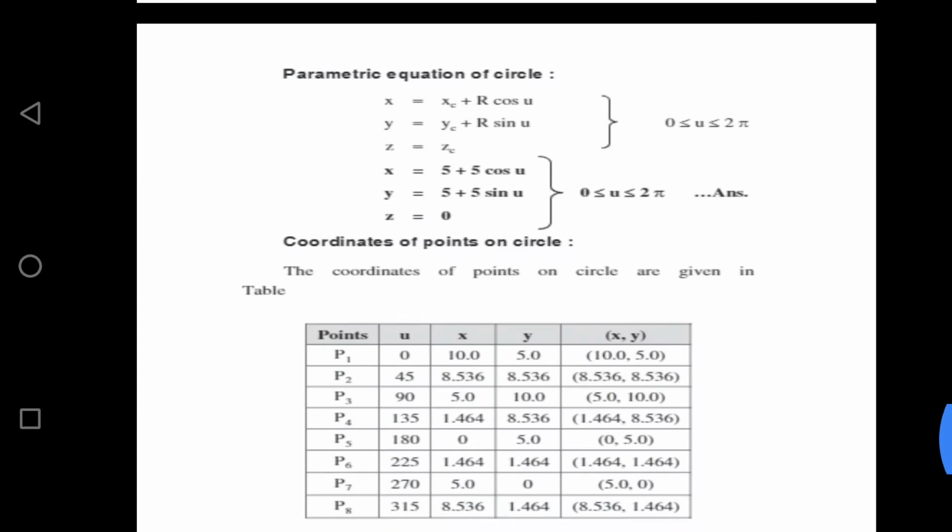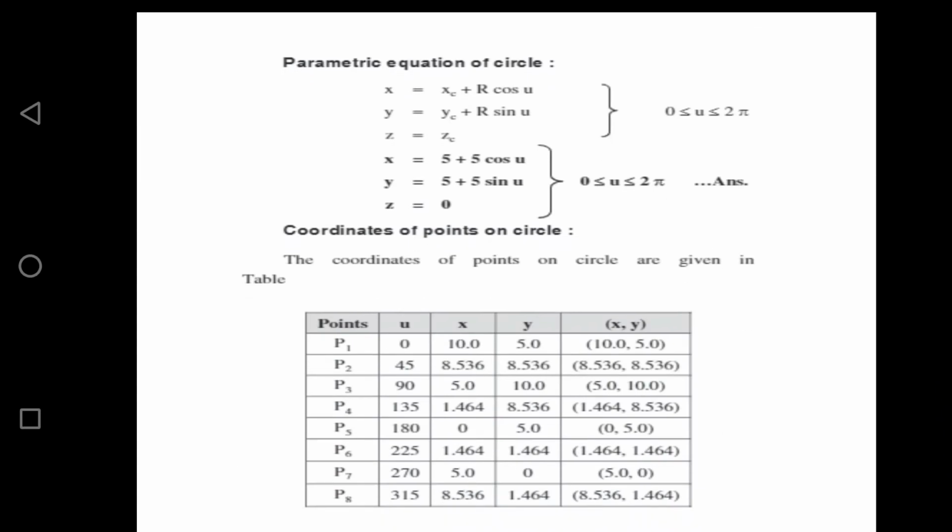Well, the parametric equation is x equal to xc plus r cos u. That is simple, we know this. And y equal to yc plus r sin u, and z equal to zc. We have xc, yc and zc. We have r. We don't have u. That is the angular change.